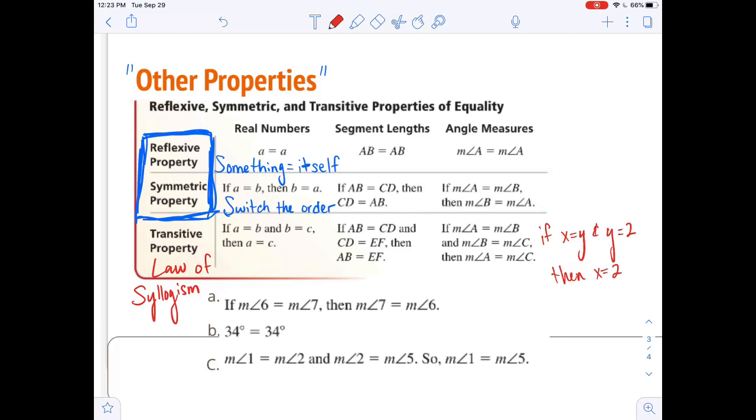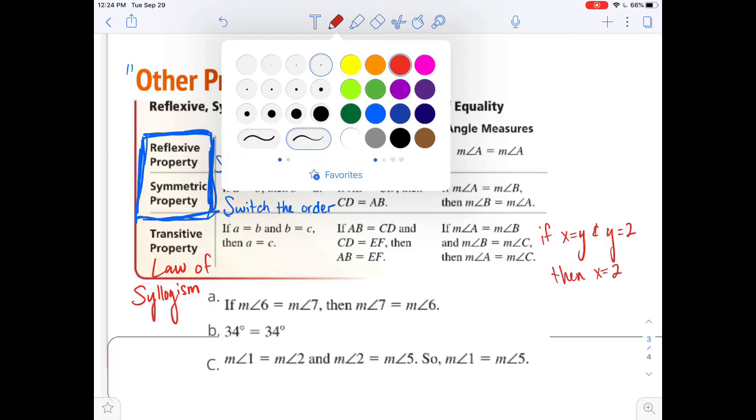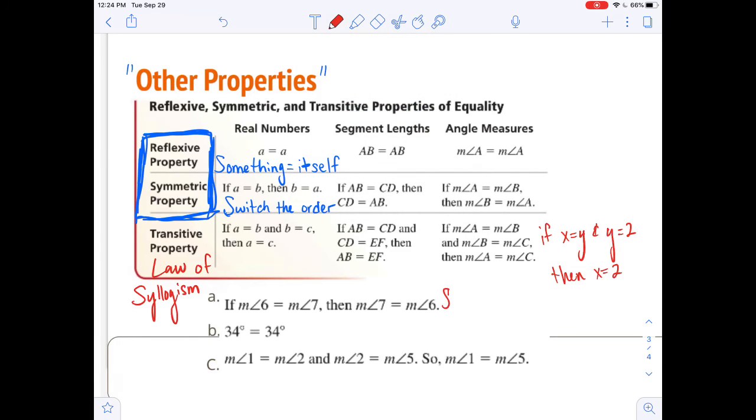So let's look at examples A and B. And always check, did I switch the order? Did I use the symmetric property? So look for, did I switch the order? A, if the measure of angle 6 equals the measure of angle 7, then the measure of angle 7 equals the measure of angle 6. I switched the order. It was 6 then 7. I switched it to be 7 then 6. So if I switched the order, that must be the symmetric property.